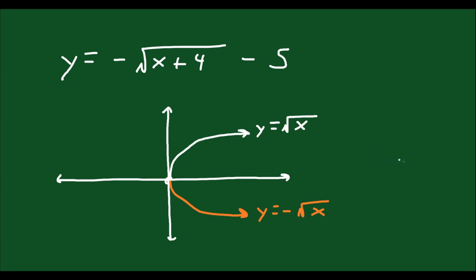Next, we want to do our shifts or translations, right? The plus 4 here indicates we're moving 4 to the left, so to negative 4. And the negative 5 indicates we're moving down 5, negative 5. So this down here is your new starting point. Instead of at 0, 0, you're down here. So we're going to draw that same orange curve, but it's moving to here, just like this. So that's y equals negative square root x plus 4 minus 5, that shape right there. And that's your final answer.